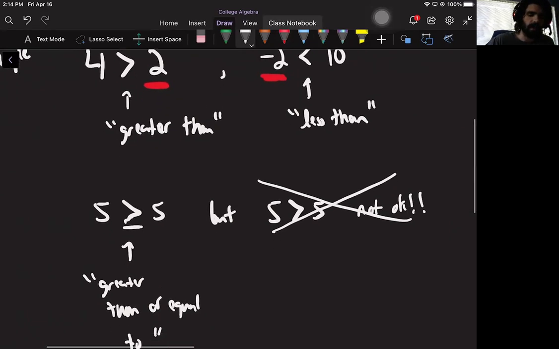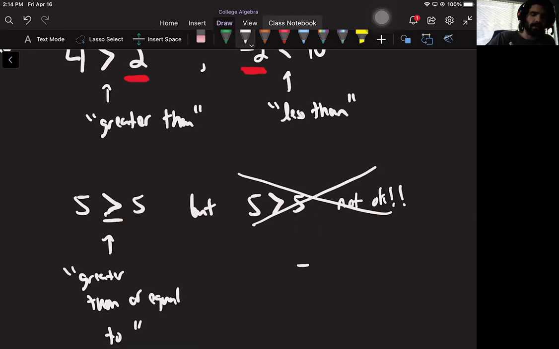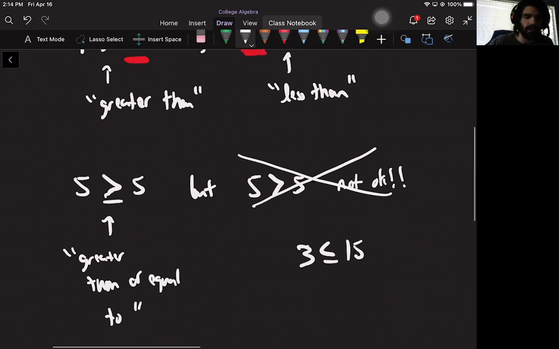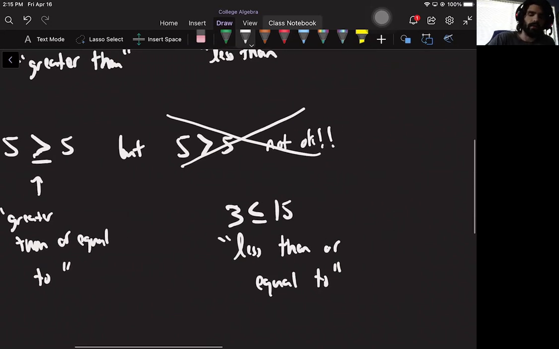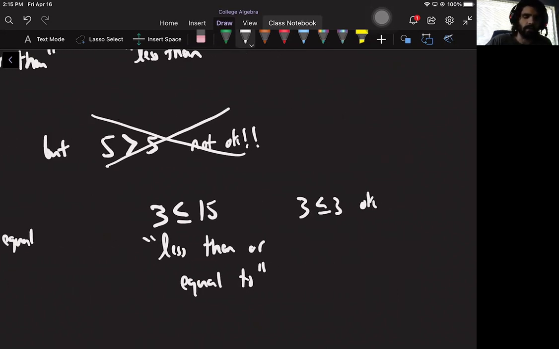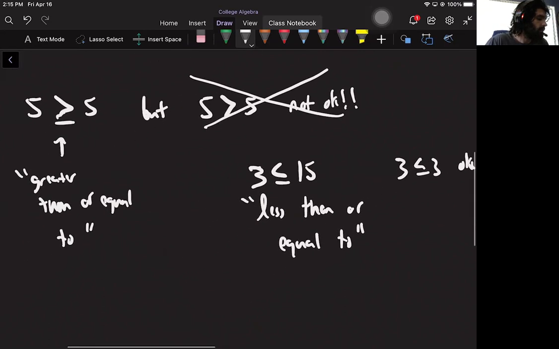And then the last symbol that we have is less than or equal to. So you could say 3 is less than or equal to 15. And that is fine as well. Less than or equal to. That's how you would say the symbol in the sentence. 3 is less than or equal to 15. So you could write that. You could write 3 is less than or equal to 3, which is okay to write because of the or equal to part, but you would never write 3 is less than 3 because it's not. 3 is 3. Okay, so that's just reminding you how these symbols work.